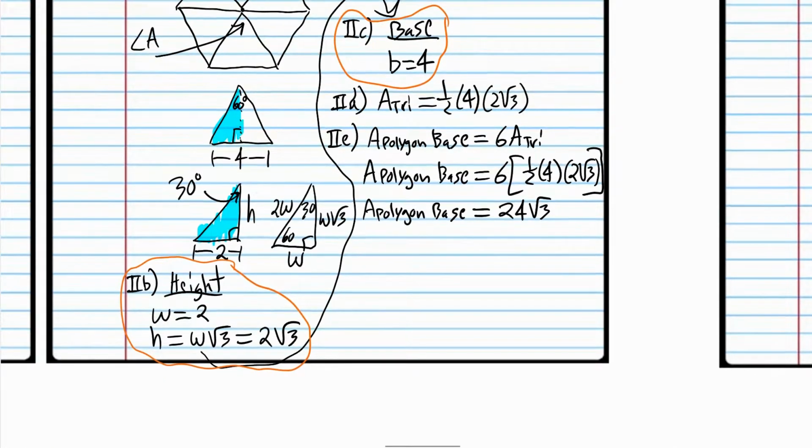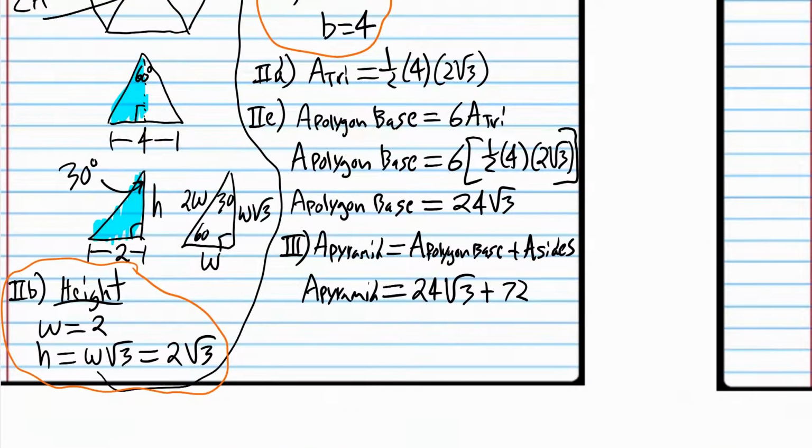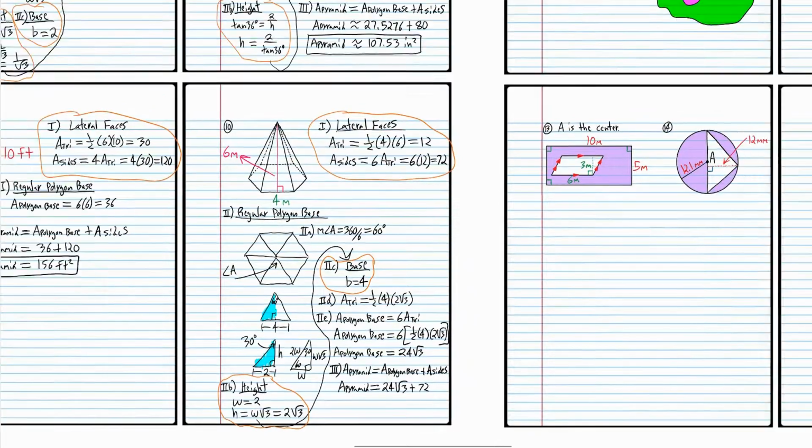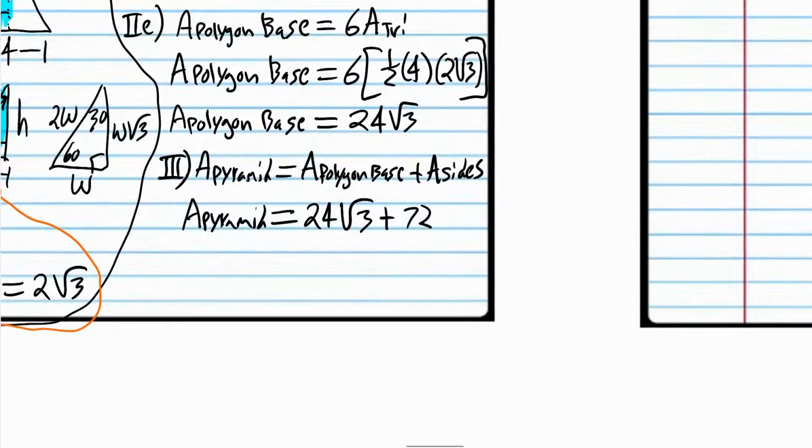So at this point, we need to go to step 3, and we know the area of the pyramid is equal to the area of the polygon base plus the area of the sides. And we know the area of the polygon base is 24 root 3, and the area of the sides we found up here is 72. And so that's pretty much the answer. We can get out a calculator and kind of approximate the answer, but these problems didn't actually tell us to round off to anything, so we can just leave it like that. So that's meters squared.